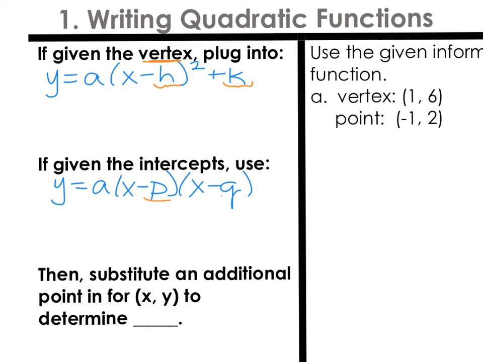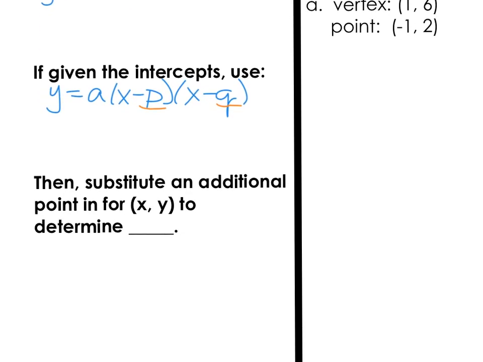From there, you're always going to be given an additional point, somewhere either on a picture or just in the given information. You're going to be given an ordered pair. And what we'll do with that is we'll plug them in our equation for x and y, and then the only variable left that we need to find is our a value. And I'll show you on the right and on the back how this works.